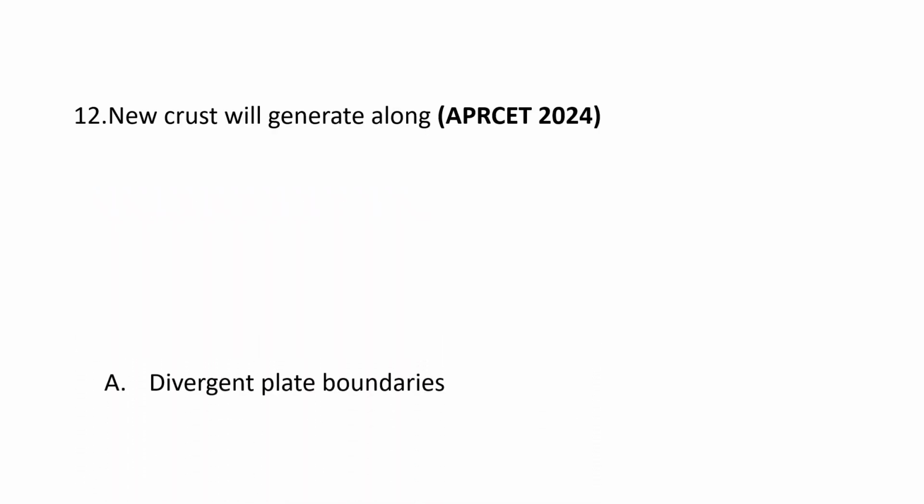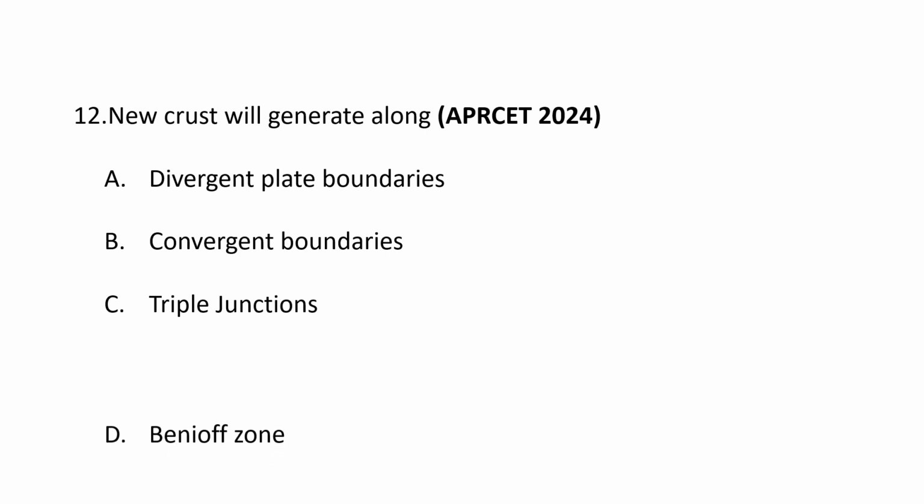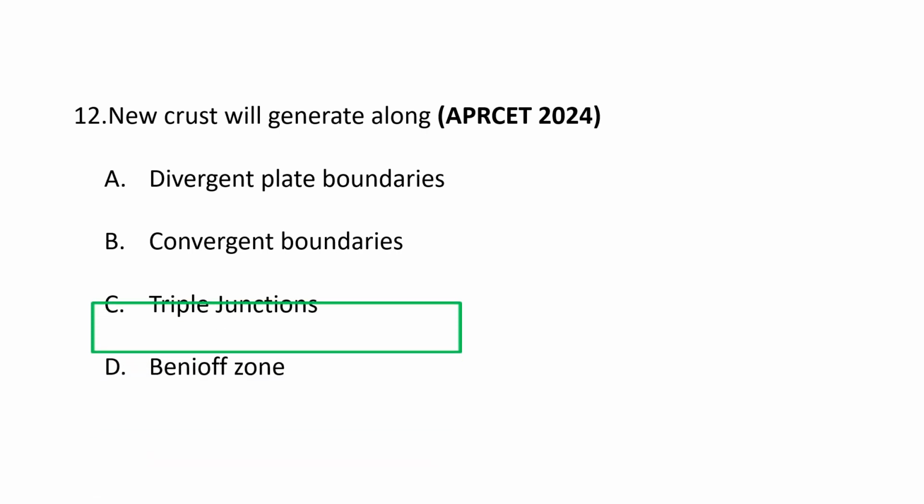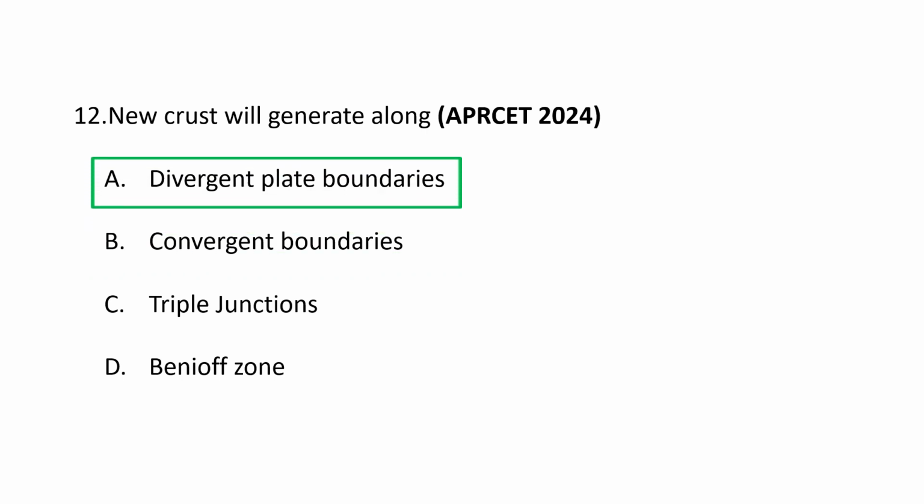Next question. New crust will generate along A. Divergent plate boundaries, B. Convergent boundary, C. Triple junctions, D. Benioff zone. New crust will generate along divergent plate boundaries. At these boundaries, tectonic plates move apart, allowing magma from the mantle to rise and solidify, forming new oceanic crust. This process is a key part of the tectonic cycle, and it occurs most often at the mid-oceanic ridges, like the mid-Atlantic ridge.